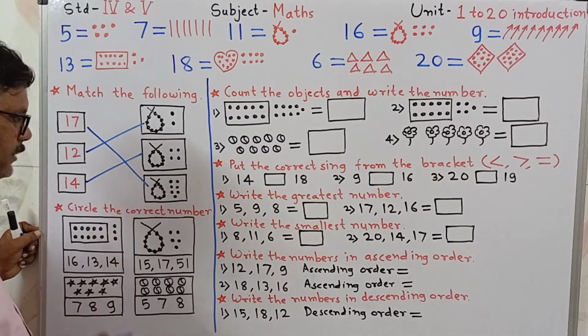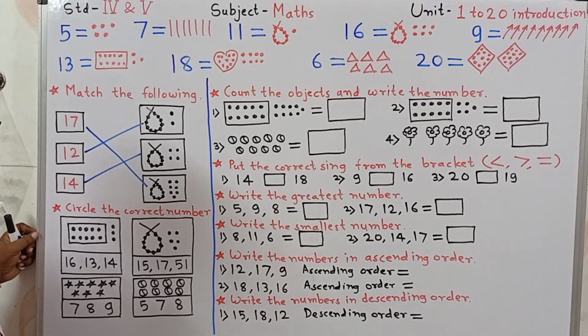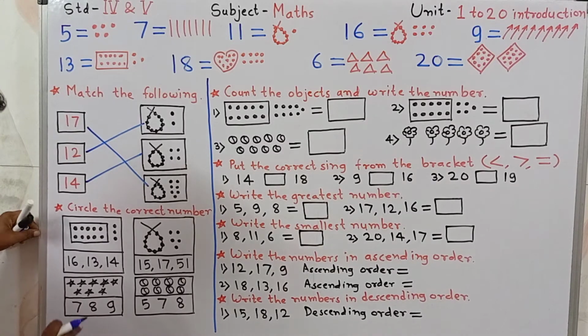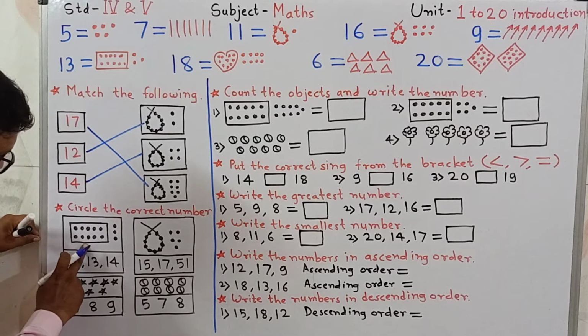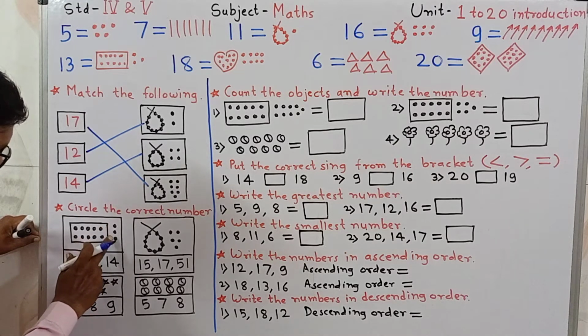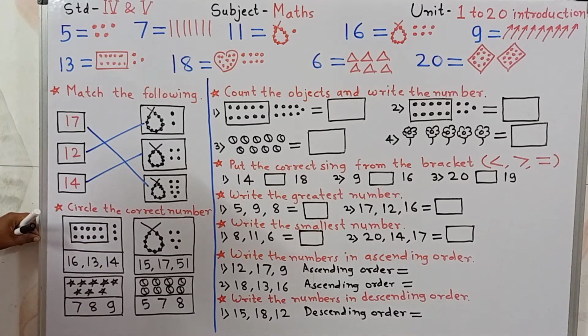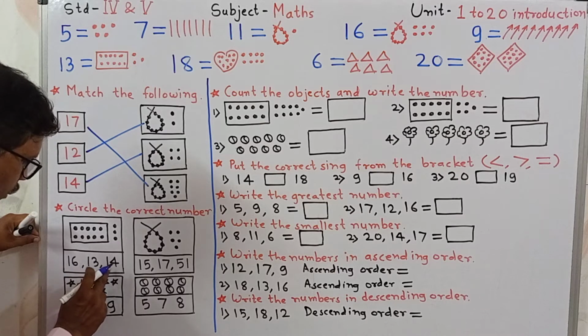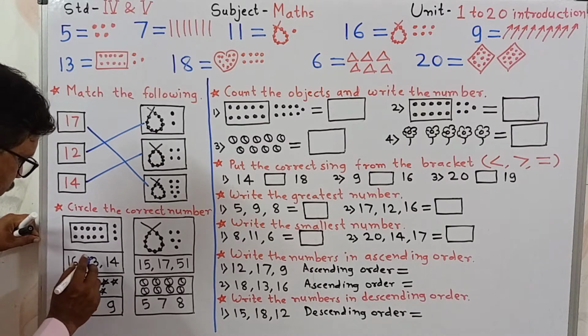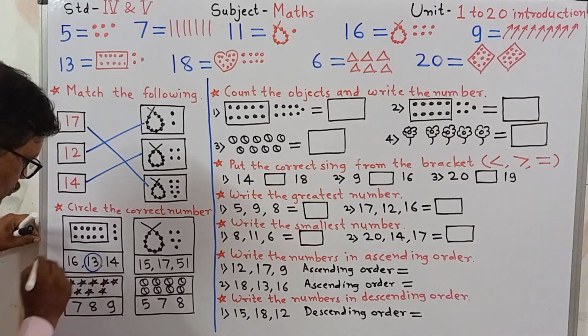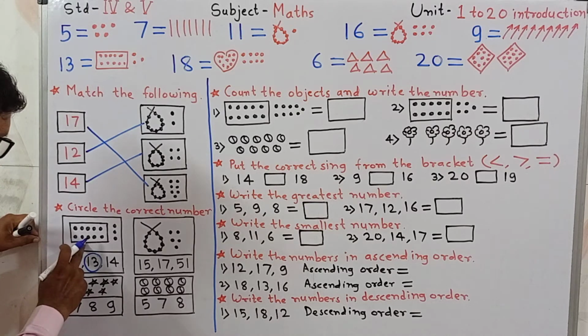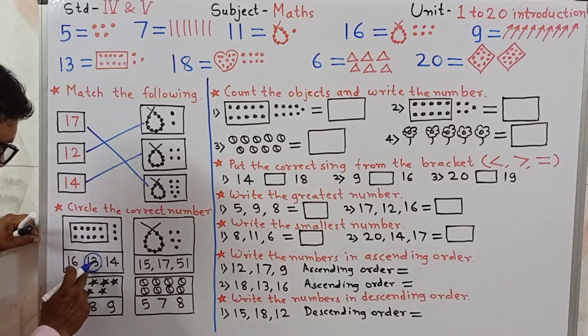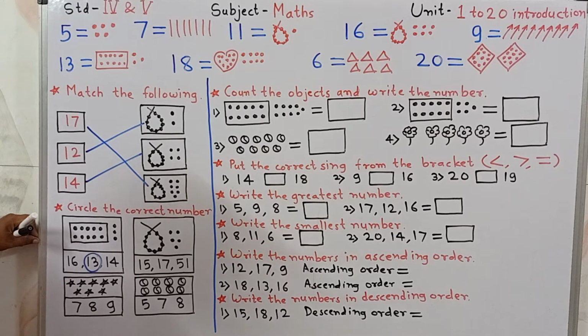Circle the correct number. Listen, what is it? This is 1 ten and 3 units. 1 ten, 1, 2, 3, 3 units. 1 ten, 3 units means 13. Where is 13? Here is 16, 13, 14. 1 ten, 3 units is 13. So circle this.